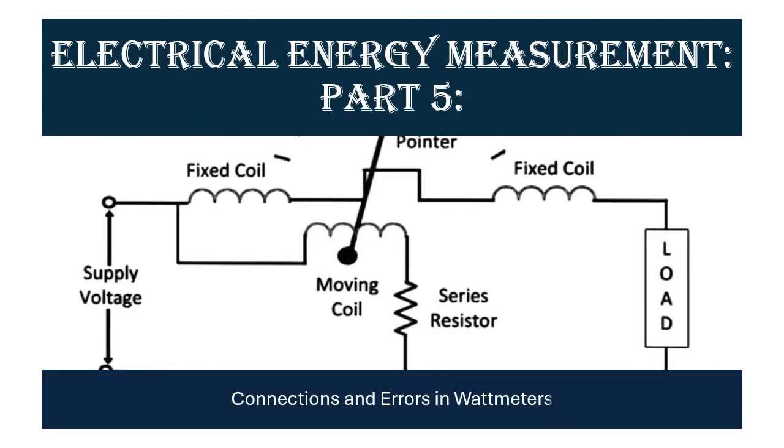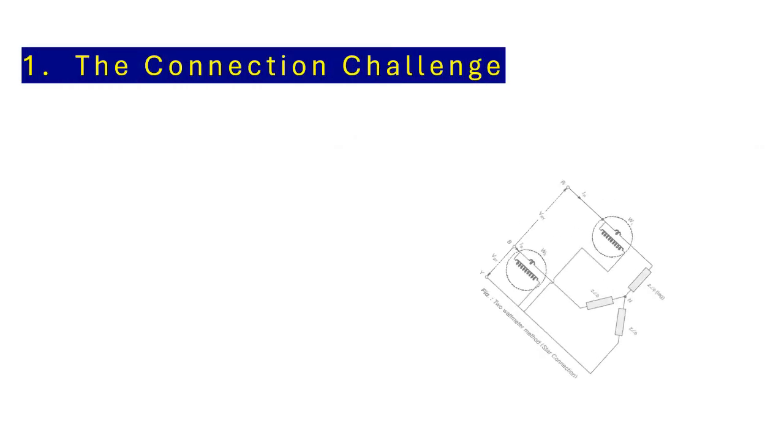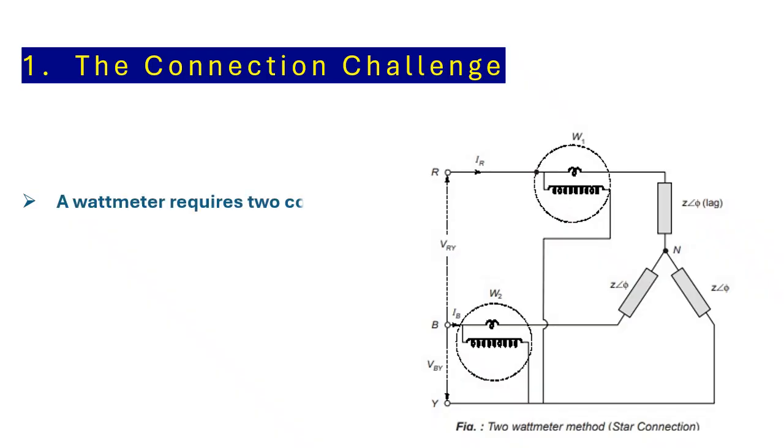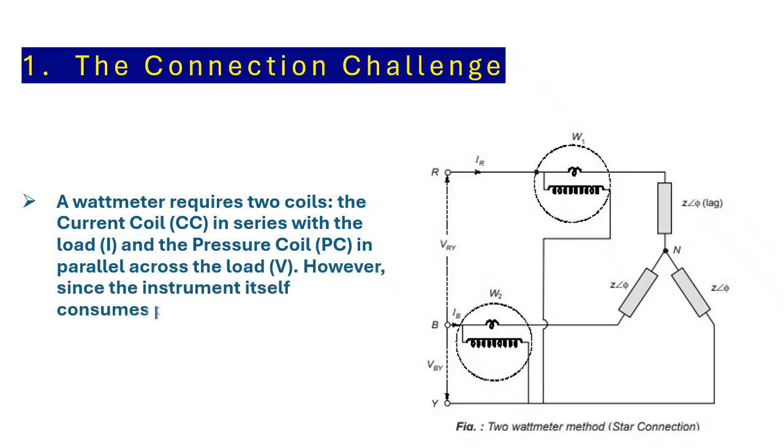Electrical Energy Measurement, Part 5. Connections and Errors in Wattmeters. 1. The Connection Challenge. A wattmeter requires two coils: the current coil, CC, in series with the load, I, and the pressure coil, PC, in parallel across the load, V.